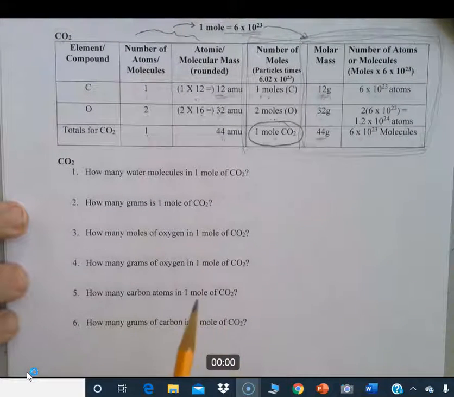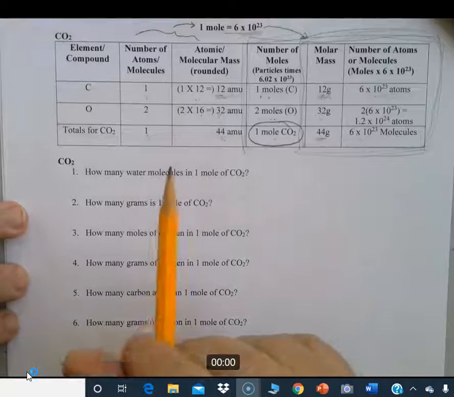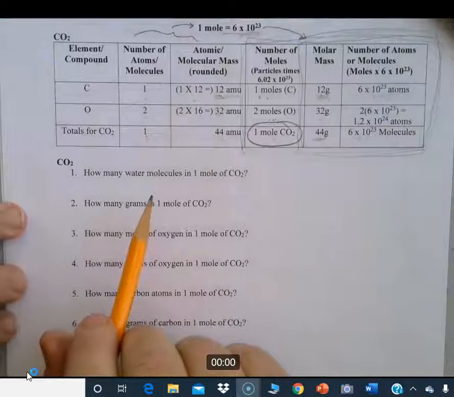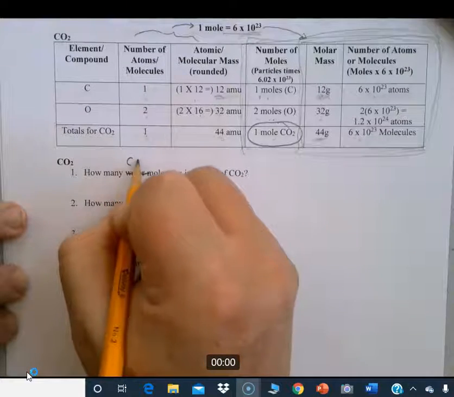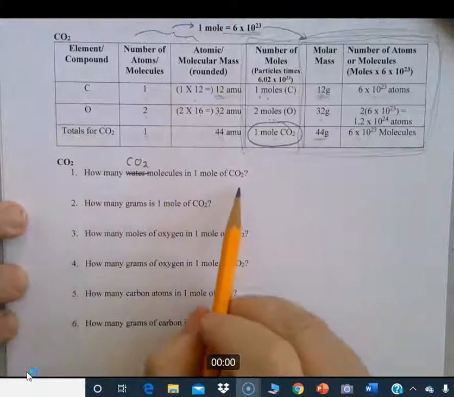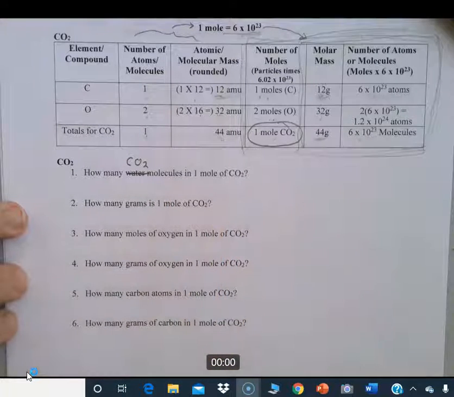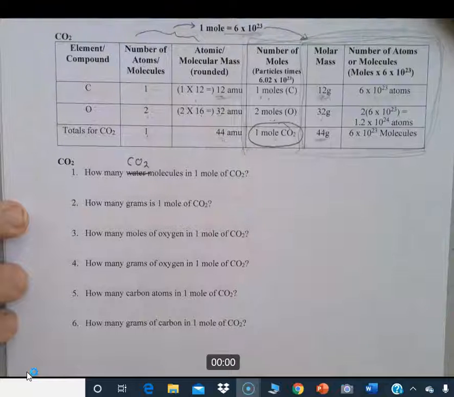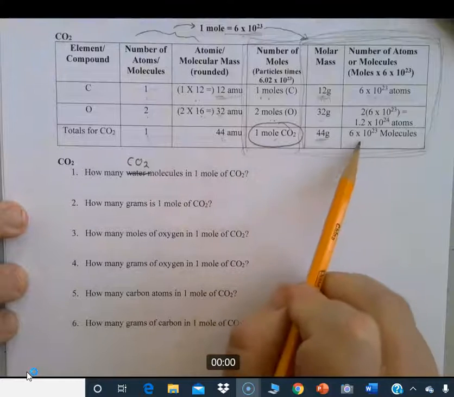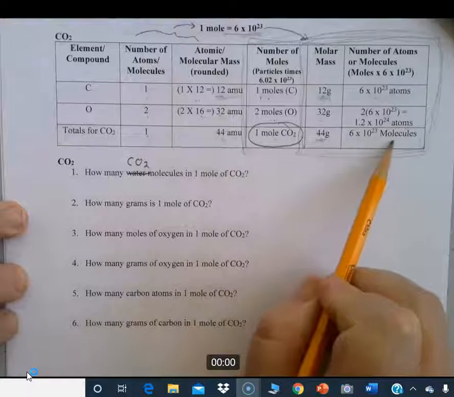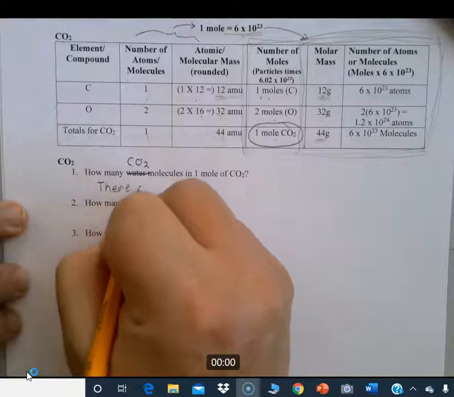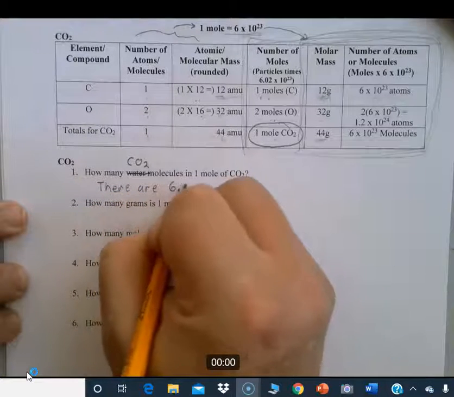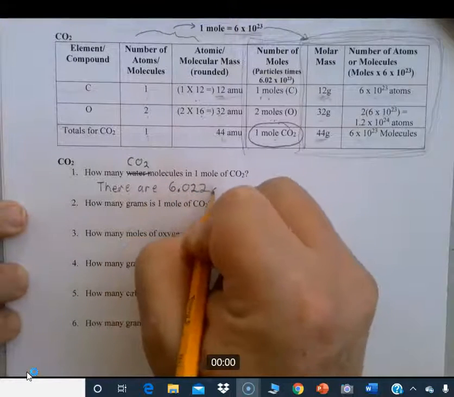So let's correct some mistakes as we go along here too. This should have said how many CO2 molecules in 1 mole of CO2, and I'm going to make that correction. I'll put it up so by the time you see this assignment you might actually see that correction made. How many CO2 molecules in 1 mole of CO2? So in 1 mole of CO2 there's 6.022 times 10 to the 23rd molecules of CO2. So there are, and I'm going to use the full decimal numbers that I would like you to use.